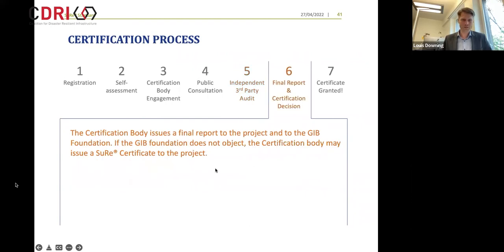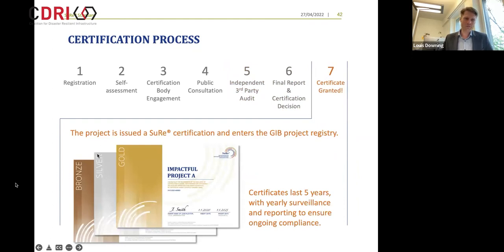Then there's a final report, and then there's a decision on whether the certificate should be granted or not. And if it is, then it'll be either bronze, silver, or gold certified, which lasts for 5 years. And there's a yearly surveillance in which the project needs to report against some KPIs. So, for example, greenhouse gas emissions, how much water is being used, some gender KPIs. There's a whole range of things that the project will report. So that's more or less how the certification process works.